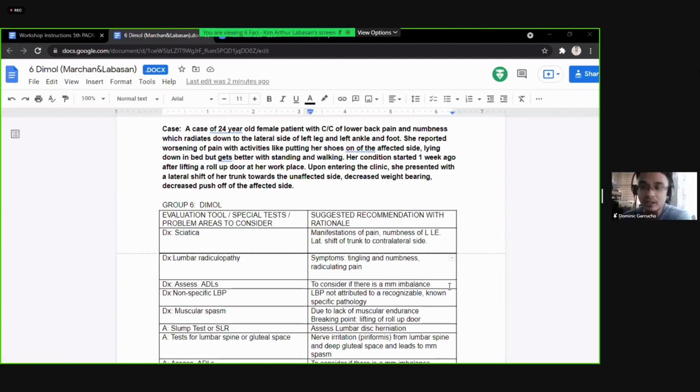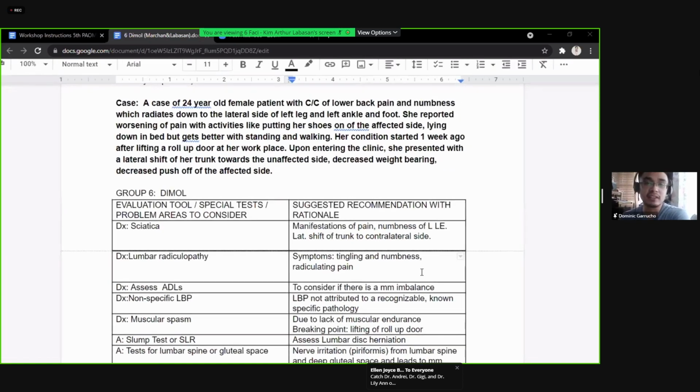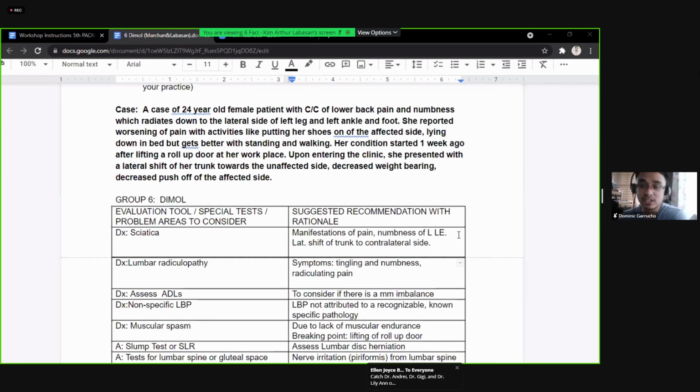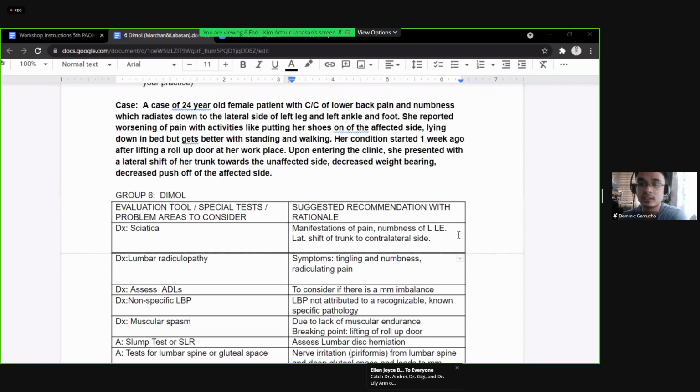Okay, so I'll be presenting our evaluation for case number 6. We have in here a case of a 24-year-old female patient with a chief complaint of lower back pain and numbness, which radiates down to the lateral side of the left leg and left ankle and foot. She reported worsening of pain with activities like putting her shoes on the affected side, lying down in bed, but gets better with standing and walking.